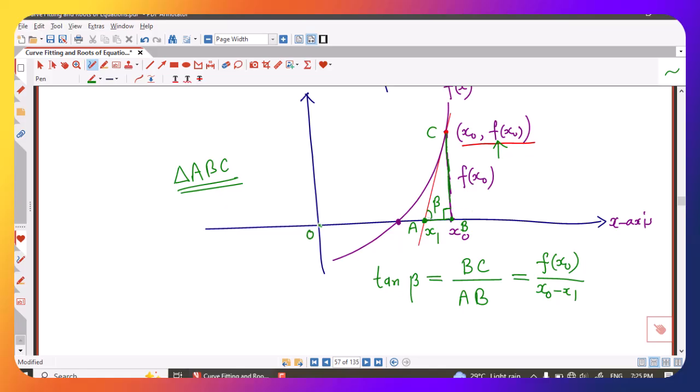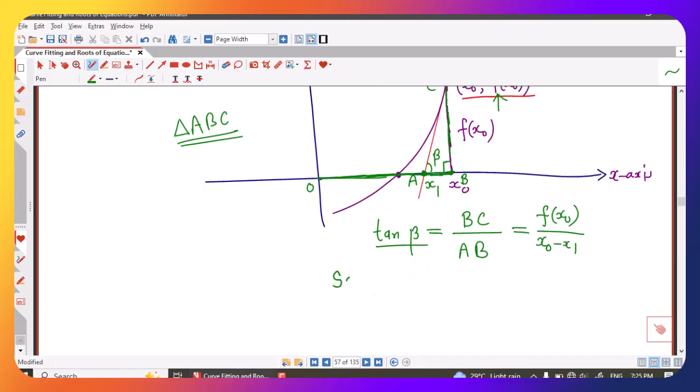So from this, if we consider distance from origin, then this much distance is x0 and this much distance from origin is x1. Therefore distance between A and B is x0 minus x1. Now we know that if f(x) is differentiable, then this tan beta will give us the slope of the tangent. This is the slope of the tangent to the curve at point x0.